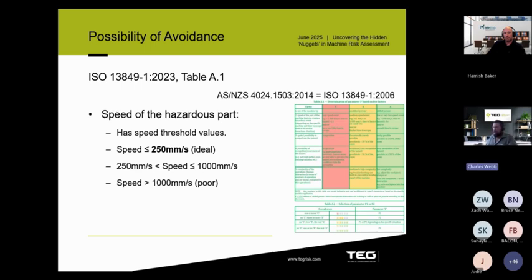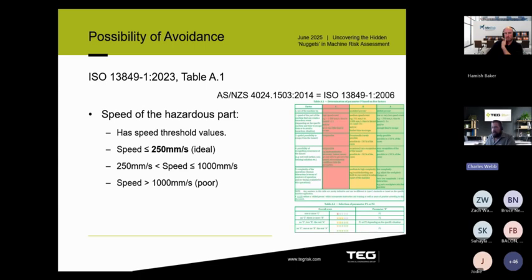And in each column, there's thresholds for speed. So in the green column, you've got speeds less than 250 millimeters a second, and that's ideal. In the middle column, you've got 250 to 1,000 mils a second, and then finally in the red column, over 1,000. So you can now determine, well, that's one factor in your determination as to how avoidable a hazard actually is.